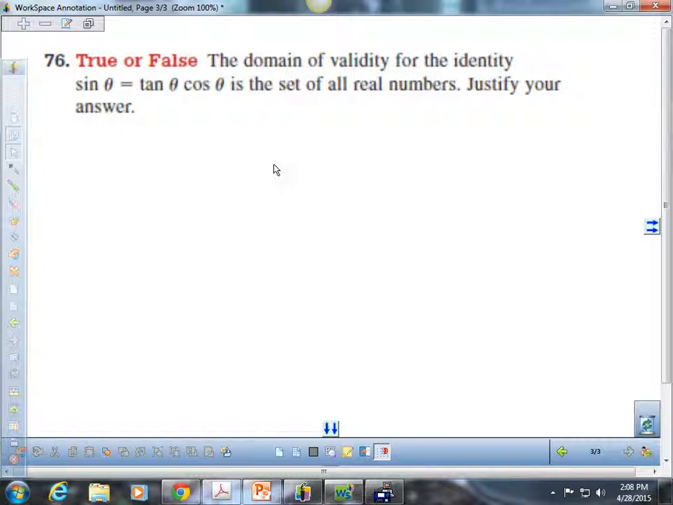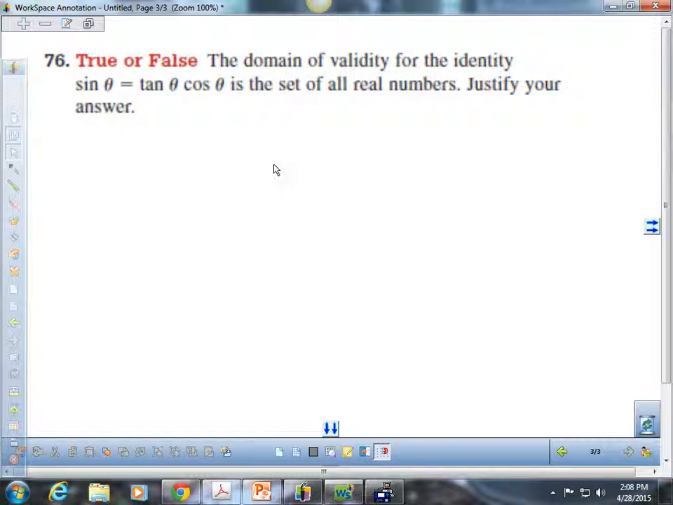Then you get sine equals sine. But ultimately, as it starts out, is tangent defined for everything? No. Okay. What you're doing is manipulating it and changing it into something else. But what's happened is you've lost that root. Okay, you've lost that root.